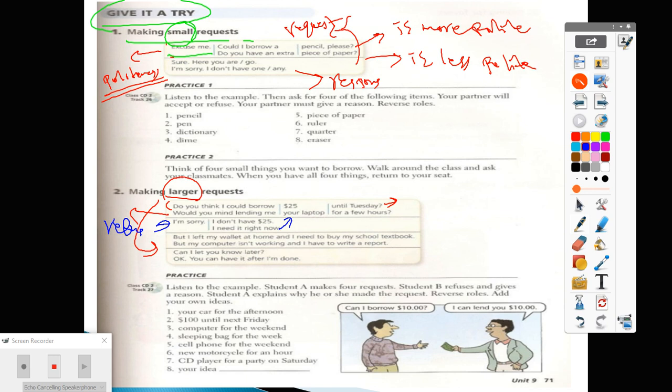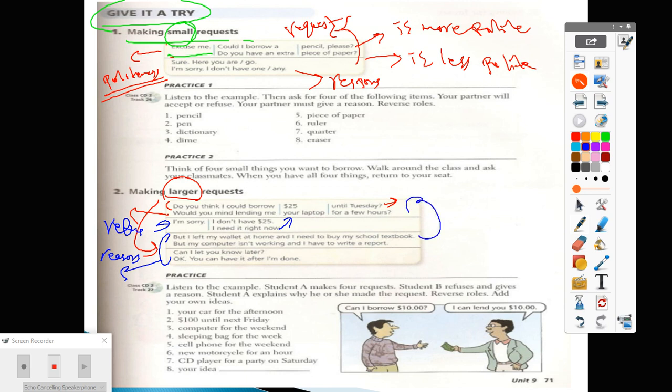If I have a lecture now, for example, and someone says, excuse me please, could you lend me your laptop? I say, I'm sorry, I have a lecture now. So how can I just lend you my laptop when I have a lecture? We call it larger because we give reasons. These are the reasons. Why do we make requests? But I left my wallet at home and I need to buy my school textbook. This is the reason for the first request.